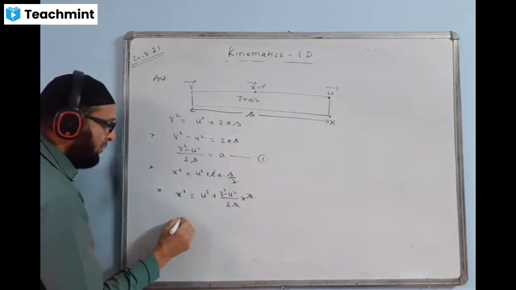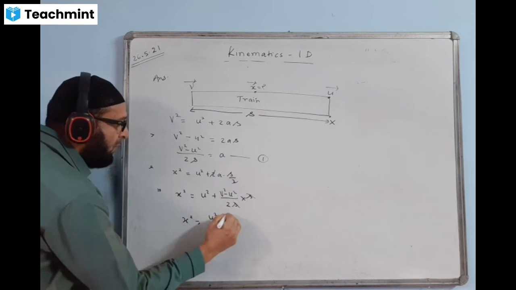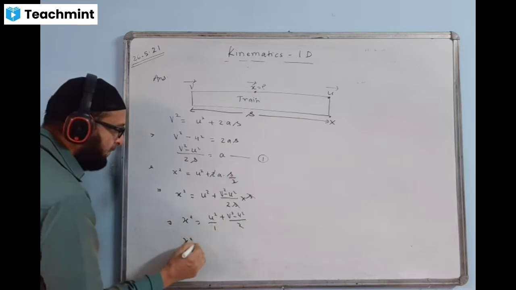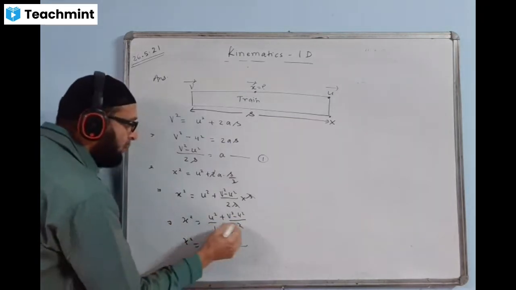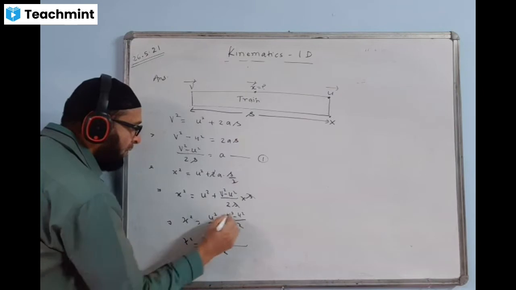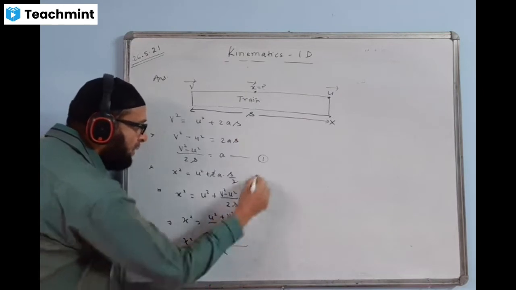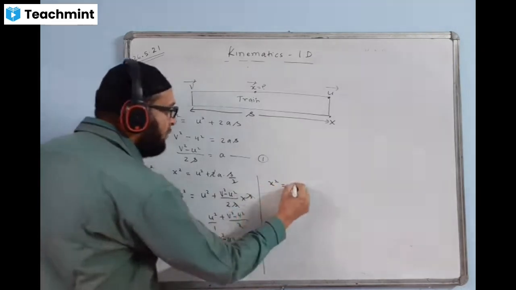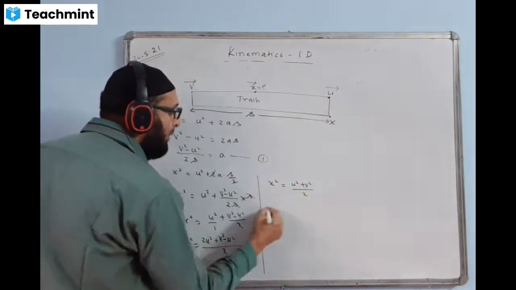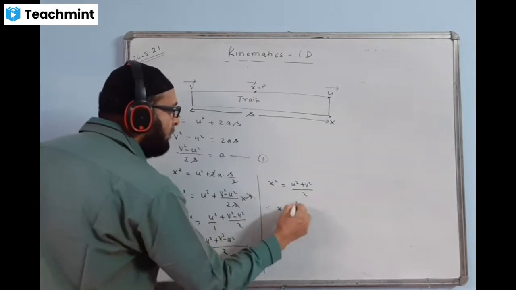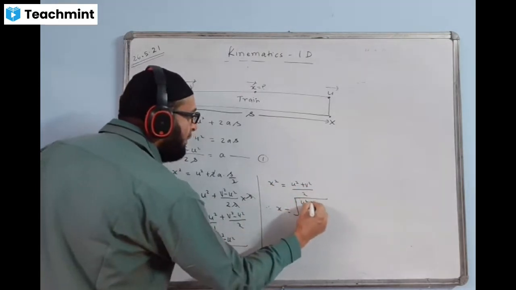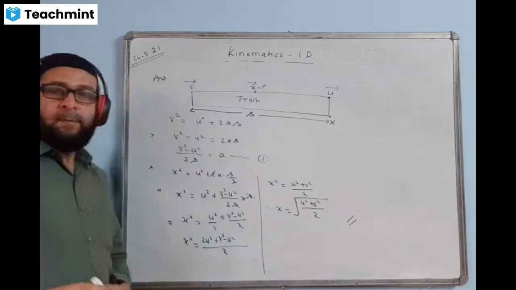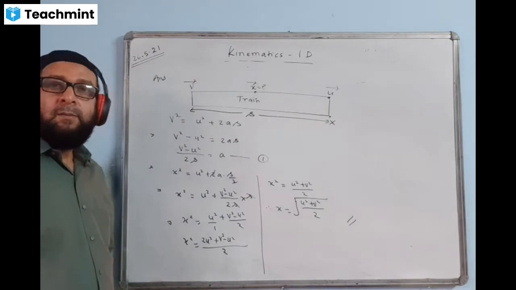S and s cancel. You get x square equals u square plus v square minus u square by 2. Below we have 1. Take LCM, which is 2. 2 will come here and become 2u square. 1 multiplies there, you get v square minus u square. Therefore, x square is 2u square minus u square, which gives u square plus v square by 2. Therefore, x value will be, square will go, root will come, root of the entire thing, u square plus v square by 2. So this is the answer.